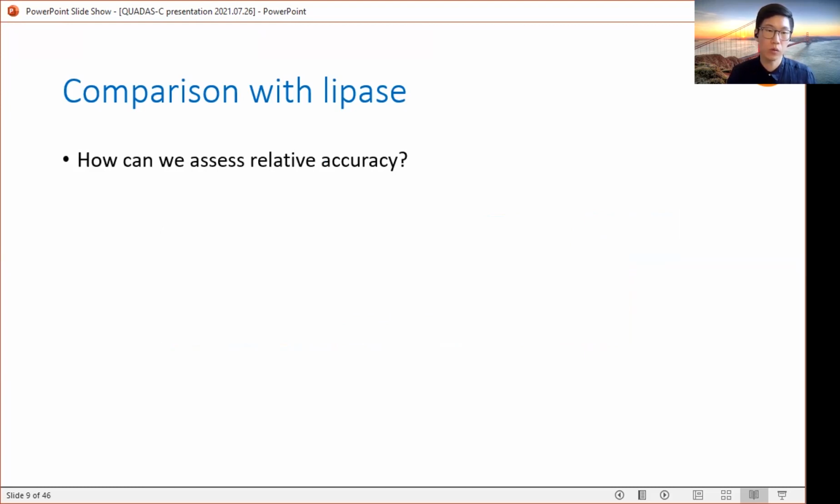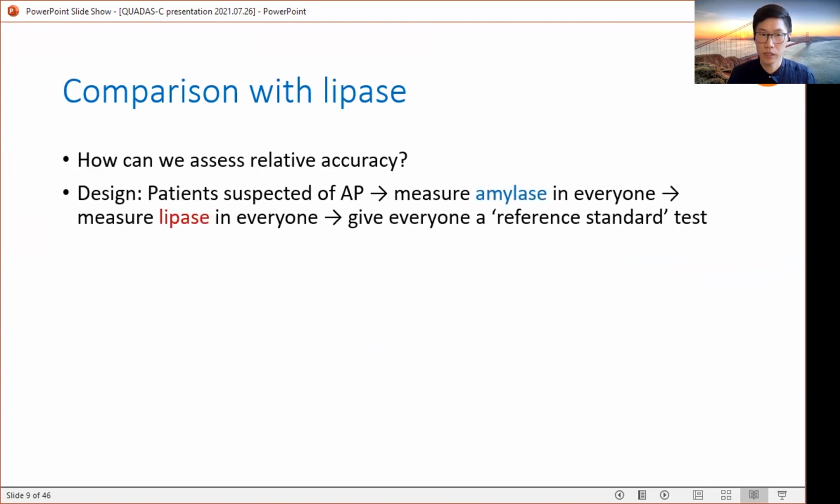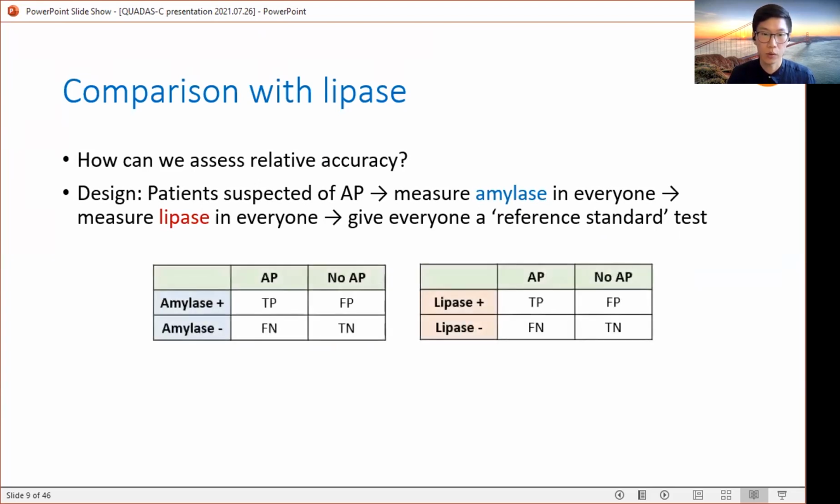We can also have a relatively straightforward design where all patients suspected of acute pancreatitis undergo amylase testing first, and then undergo lipase testing after that, and also undergo the reference standard test. So they undergo 3 tests. And if we do that, we can then calculate accuracy measures for amylase and lipase. So then we have 2 2x2 tables.